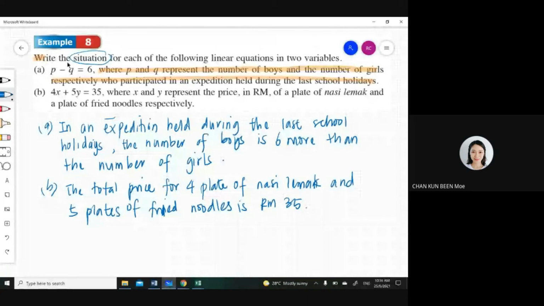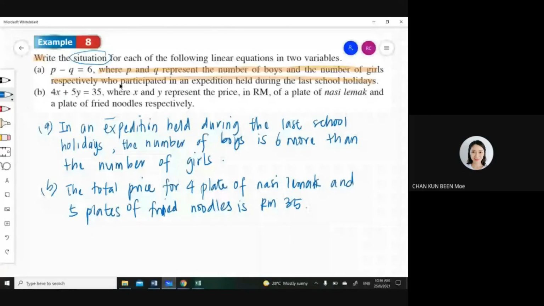But in this question, they gave you the information where P and Q represent the number of boys and the number of girls, respectively, who participate in an expedition held during the last school holidays. So you have to use all these words: the school holiday, the number of boys and the number of girls.